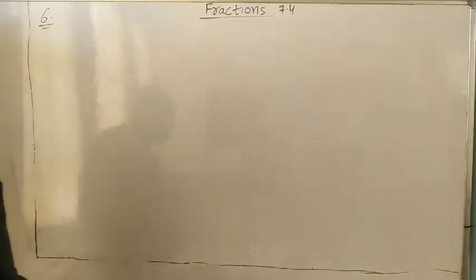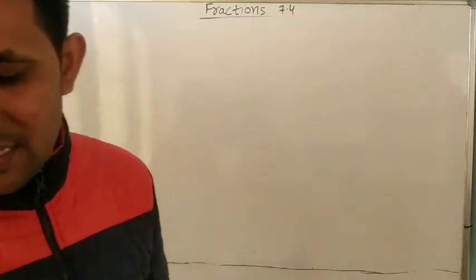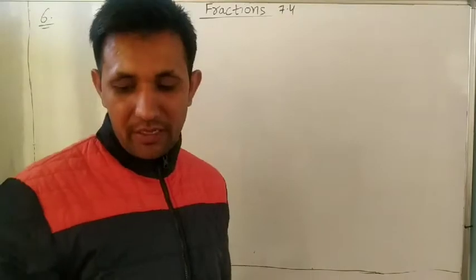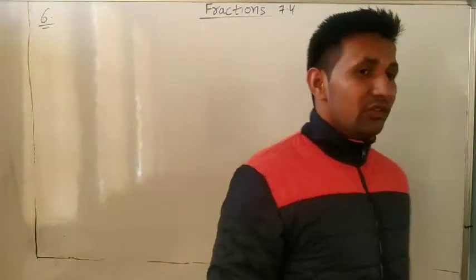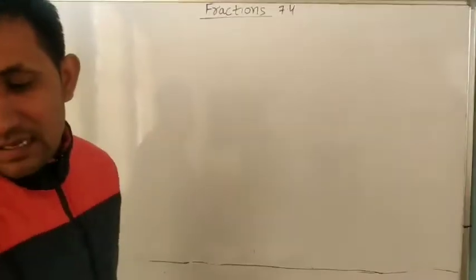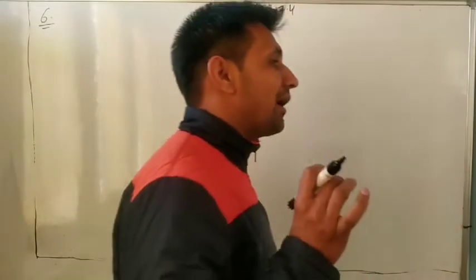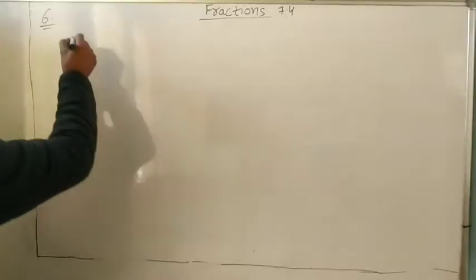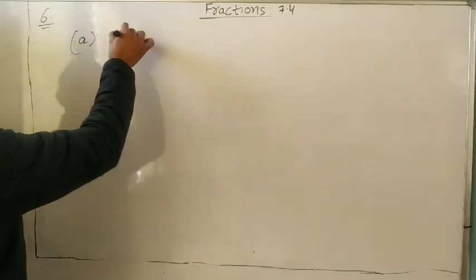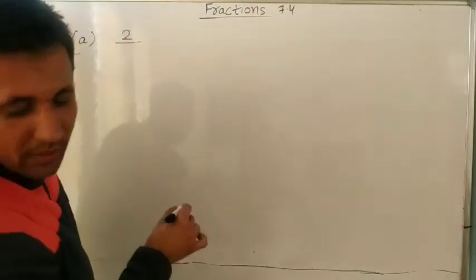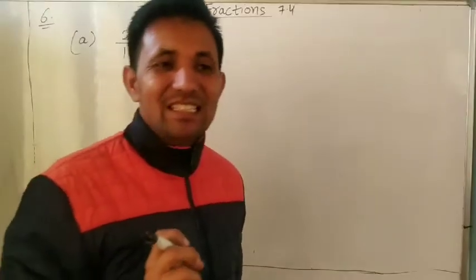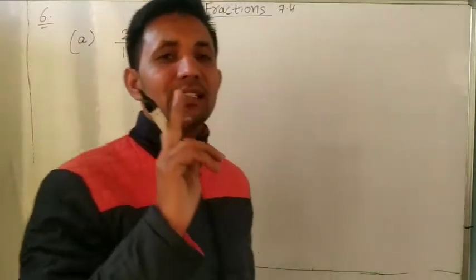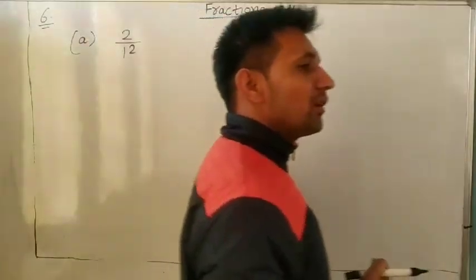Question number 6. The following fractions represent just 3 different numbers. Different fractions are given, which show different numbers. Separate them into 3 groups of equivalent fractions. First is A, 2 by 12. As already stated in the question, we have to change each one into its simplest form, and everyone knows the simplest form.